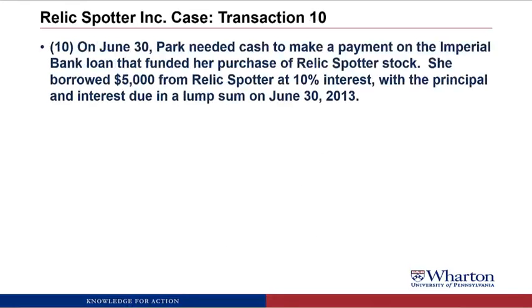On June the 30th, Park needed cash to make a payment on the Imperial Bank loan that funded her purchase of Relic spotter stock. She borrowed $5,000 from Relic spotter at 10% interest, with the principal and interest due in a lump sum on the 30th of June 2013.